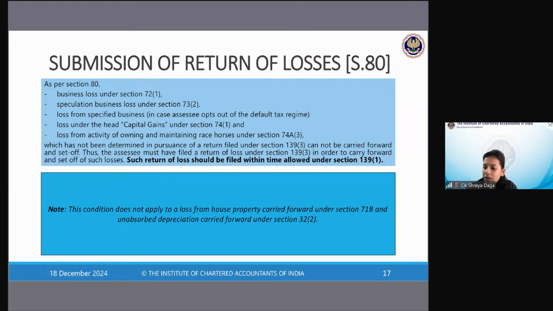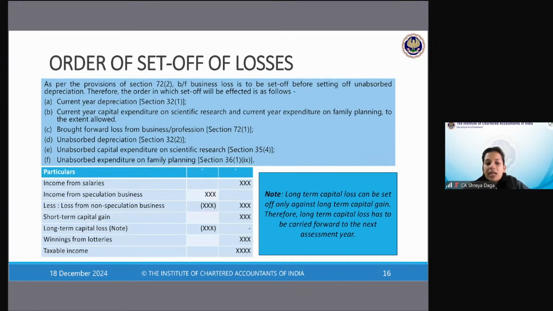But what they are talking about is set off of business loss. You have regular business loss. You will set it off first against current year depreciation, then current year capital expenditure on scientific research and family planning to the extent allowed, then brought forward business loss. Then unabsorbed depreciation, then unabsorbed capital expenditure. So you have current year business income and you will use it like that.